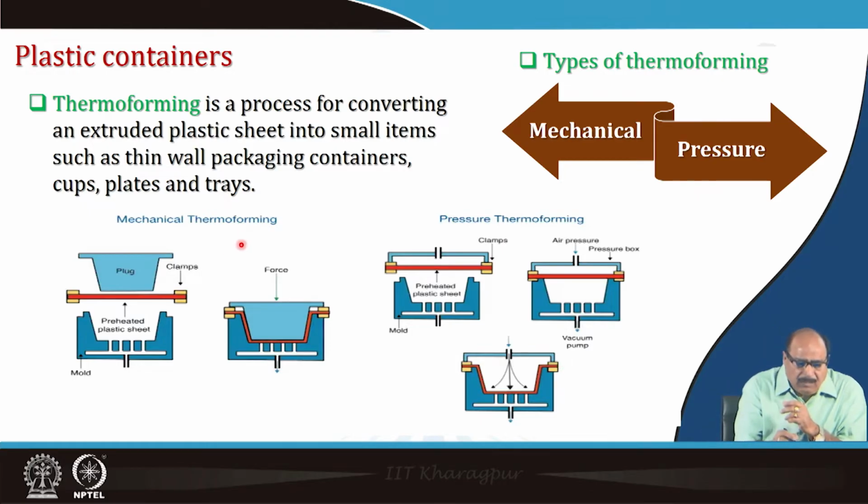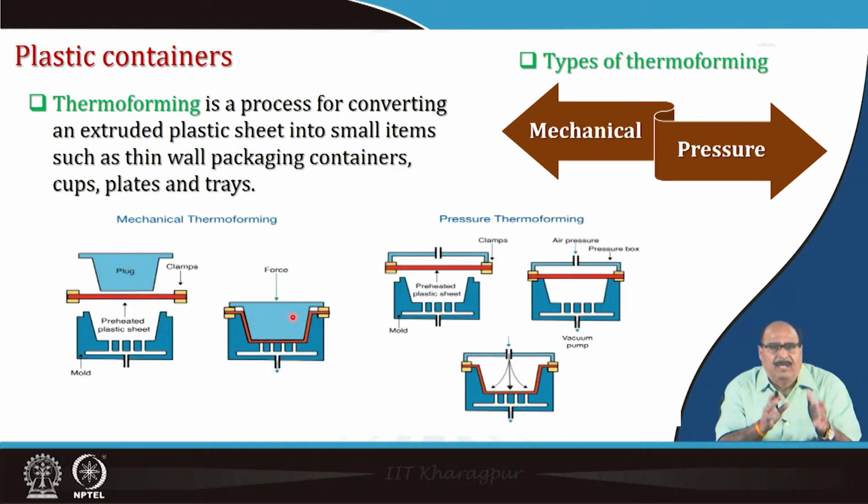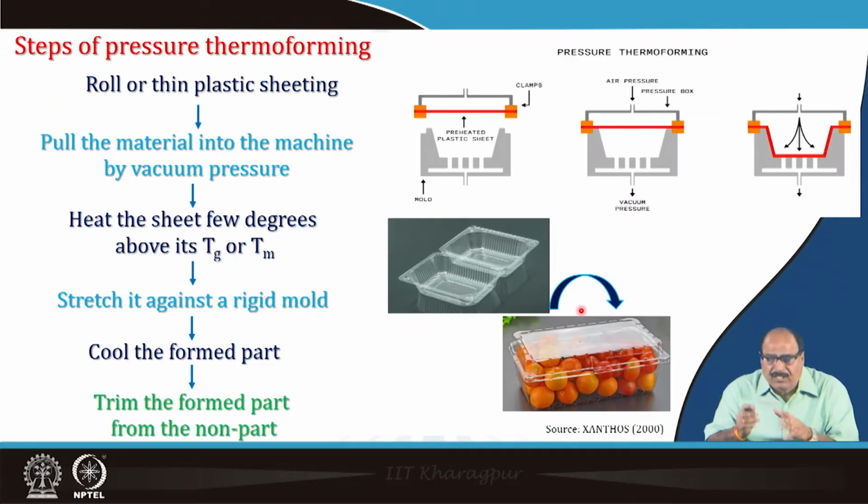In mechanical thermoforming, you can see here the preheated plastic sheets, shown in red color. They are put into a suitable mold, like a cup, plate, tray, whatever type of container you want to make, and then mechanical force is applied to give the desired shape. Whereas in pressure thermoforming, instead of mechanical force, air pressure is used to give the desired shape. The different steps used in pressure thermoforming are shown in the picture.